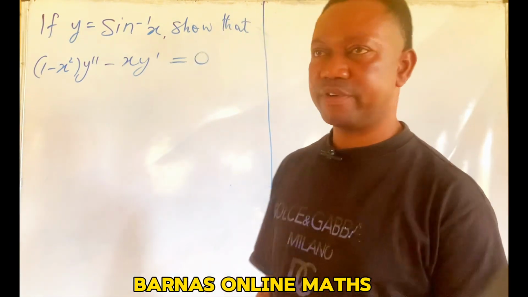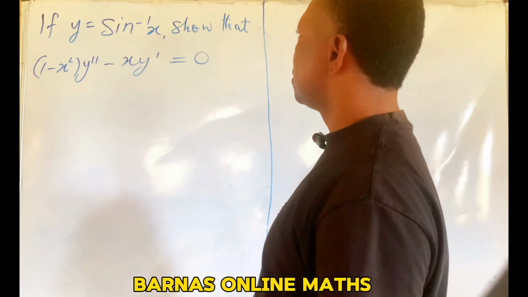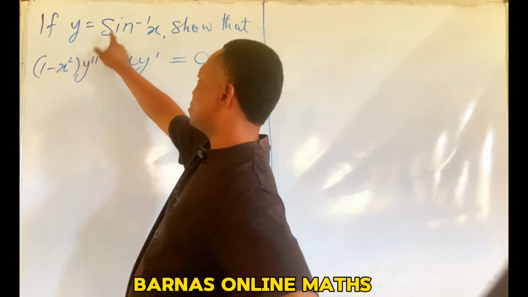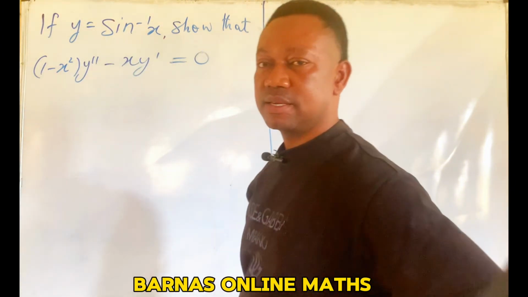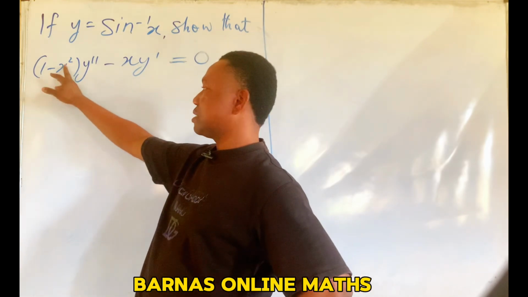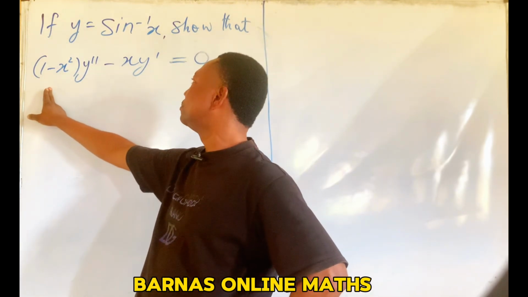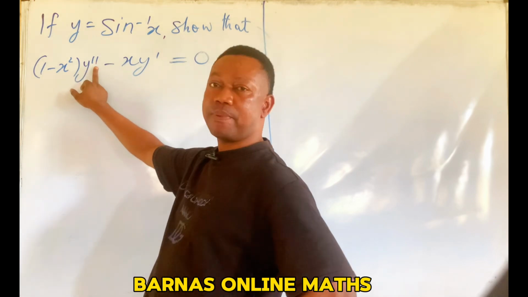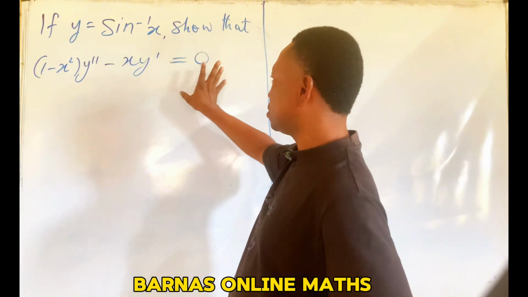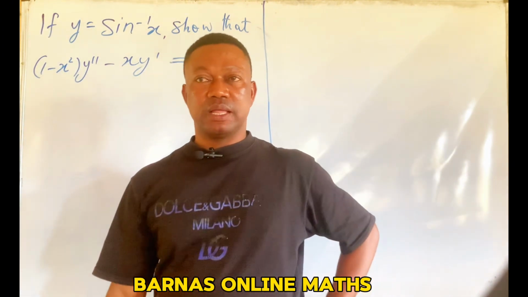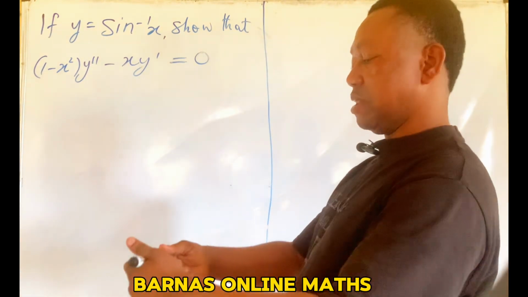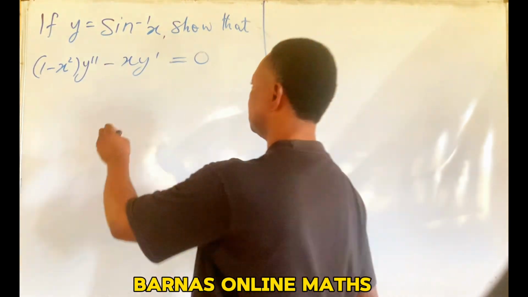Let's see the problem we have on the board. The question says, if y is equal to sine inverse of x, we are asked to show that (1 minus x squared) multiplied by y prime prime minus xy prime equals 0. This is one of the problems in derivatives. Okay, let's see what to do. Solution.